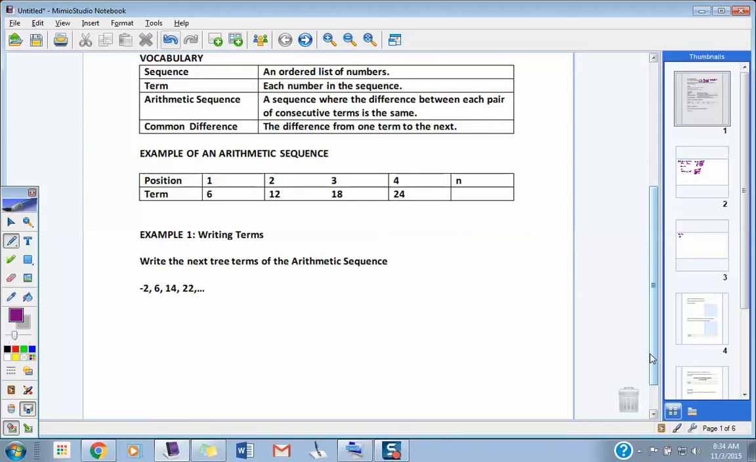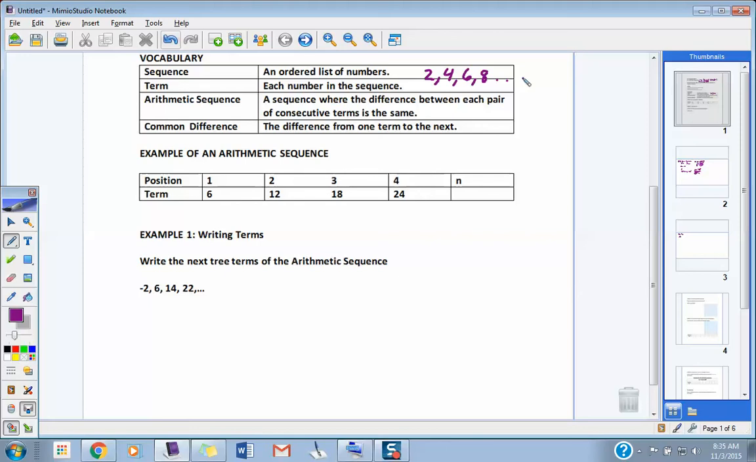Okay, how about a term right here, guys? Each number in a sequence. So if I say, hey, here's a sequence, maybe here's a list of numbers, 2, 4, 6, 8, or something like that. Each number in a sequence is a term. So my terms are 2, 4, 6, and 8, and so on. Those are my terms. Right?